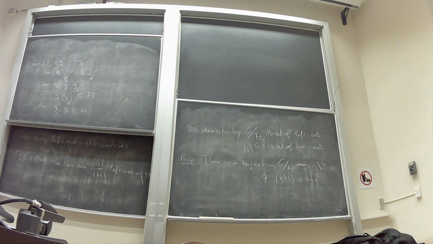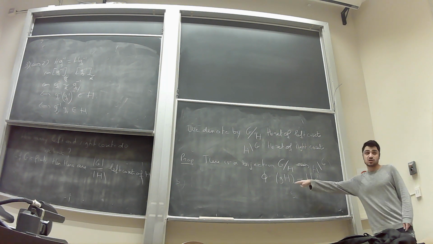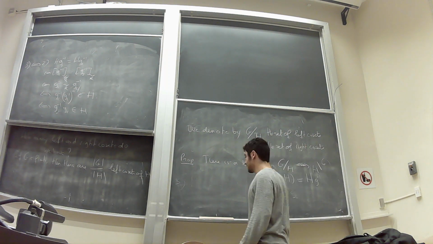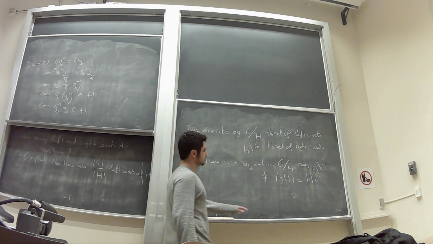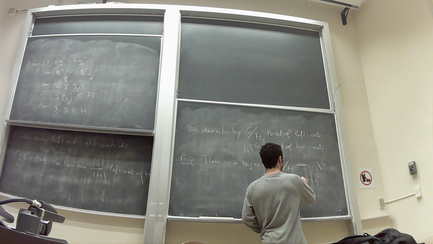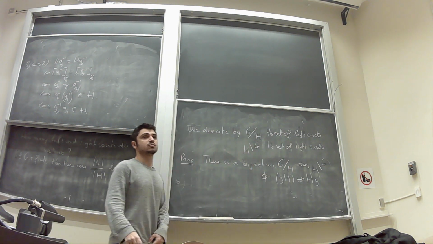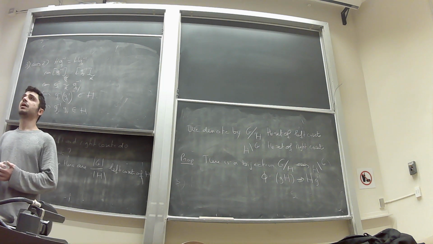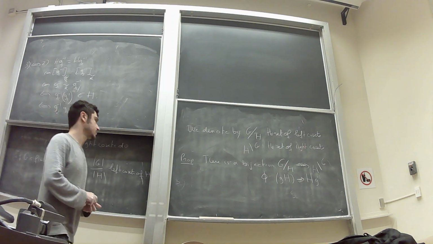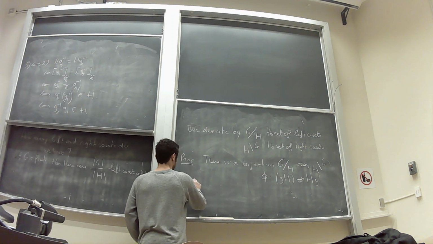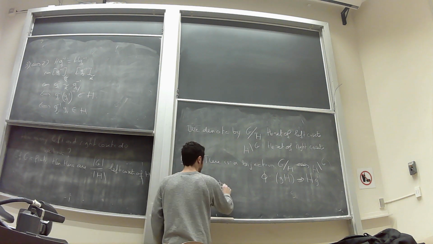Now one might be tempted to send GH to HG, right? But that might not be a well-defined map. GH might not determine HG, so it might not be well defined if you send it to HG. However, if you send GH to HG inverse, this map turns out to be well defined. Okay, should I prove it or leave it as an exercise? Should I prove it? Yeah. Proof. Phi is well-defined.